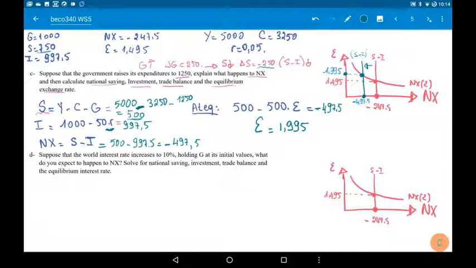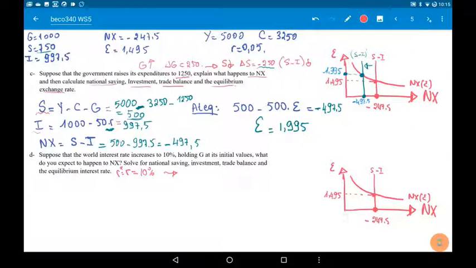Okay, so now let's go to part D. Suppose that the world interest rate increases to 10%. So the world interest rate, which is R, is now 10%. So this economy's interest rate is now 10%. This will change the interest rate, the investments.